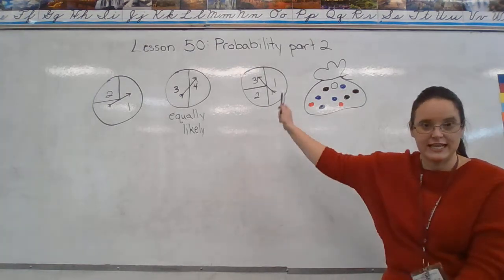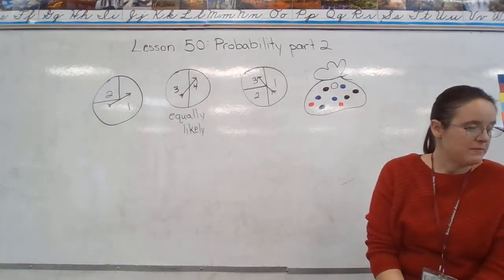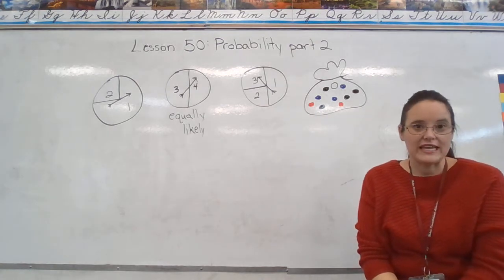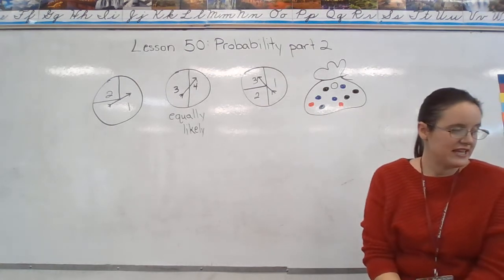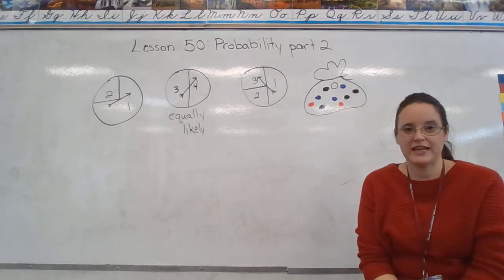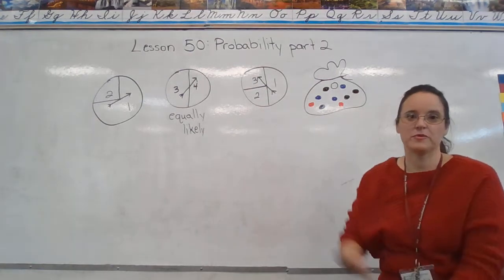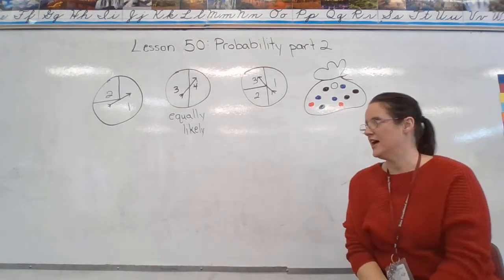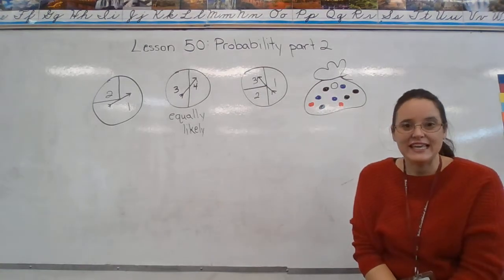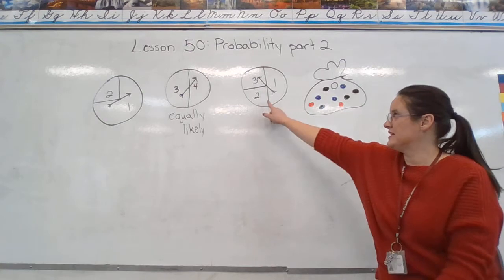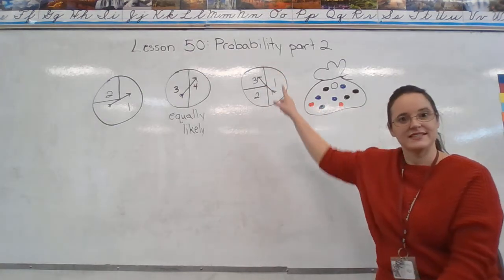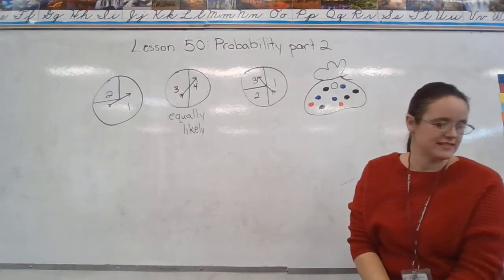Second question, same spinner. Is it more likely, less likely, or equally likely to spin a 2 or spin a 3? So look at your 2 and your 3. We'll pretend it's a perfect circle. I know it's not. And we say it's equally likely to be a 2 as a 3 because it's the same amount of space inside the spinner there.